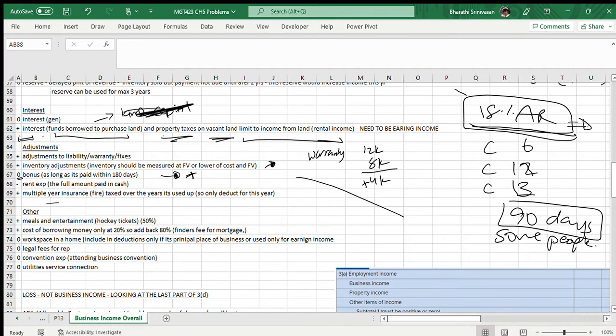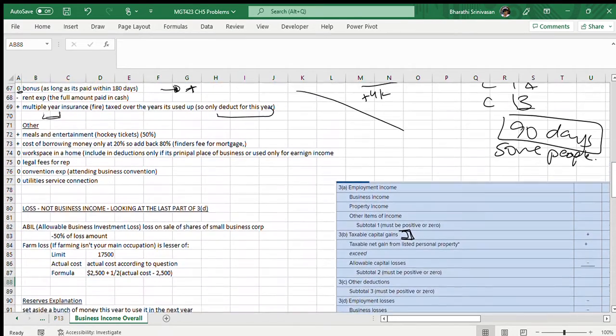If you get some kind of multiple year insurance, for example a fire insurance for 3 years, you can only tax it for the years that it's used up. So you can only deduct it for this year. So add back anything that was not for this year.